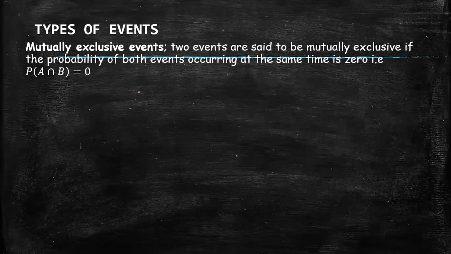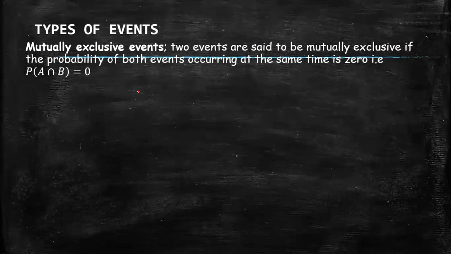Two events are said to be mutually exclusive if the probability of both events occurring at the same time is 0, i.e., probability of A intersection B is equal to 0.